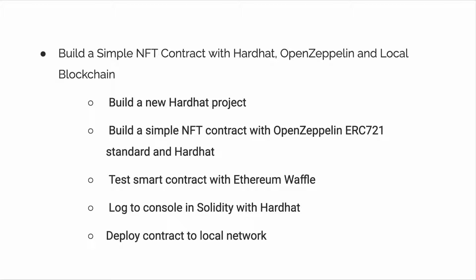We're going to build a simple NFT contract using the OpenZeppelin ERC 721 standard. This is a standard for building NFTs if you want them to work on different websites, different platforms, different marketplaces, different wallets. We'll also use Hardhat for this because we are in our Hardhat project. We're going to test our smart contract using Ethereum Waffle.